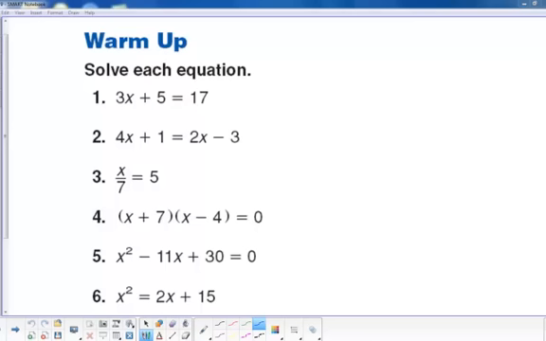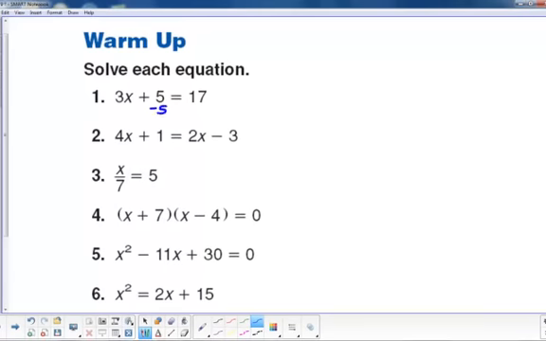Alright, we're going to wrap up chapter 11 today. So the warm-up, a quick recap, is these linear equation solvings. To isolate the x, we would first subtract 5 from both sides, giving us 3x equals 12. And then we would divide by 3, so our answer would be x equals 4. You could plug 4 in and check to make sure you did it right. That'd be a good idea.